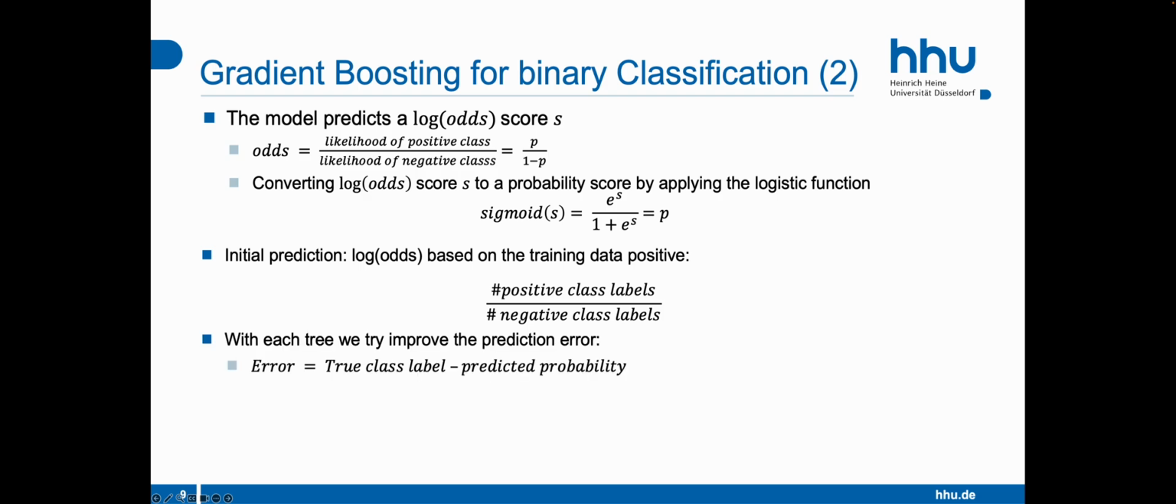As we have seen on the previous slide, we can calculate how good or bad we're doing by calculating the prediction error that is defined as the true class label, which is either 0 or 1, and the predicted probability of the gradient boosting model, which we get by converting the predicted log of the odds score into a probability score. As for the regression task, we now want to minimize these prediction errors for all training data points by building a new gradient boosting decision tree.